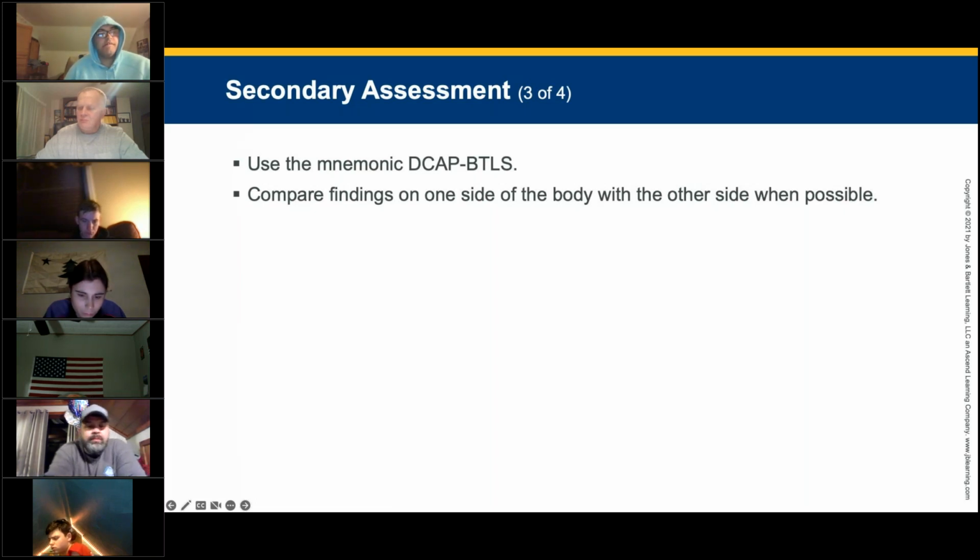Oh man, I've already forgotten BTLS. Has anybody read the chapter and remember what BTLS stands for? Who's got Google up real quick?